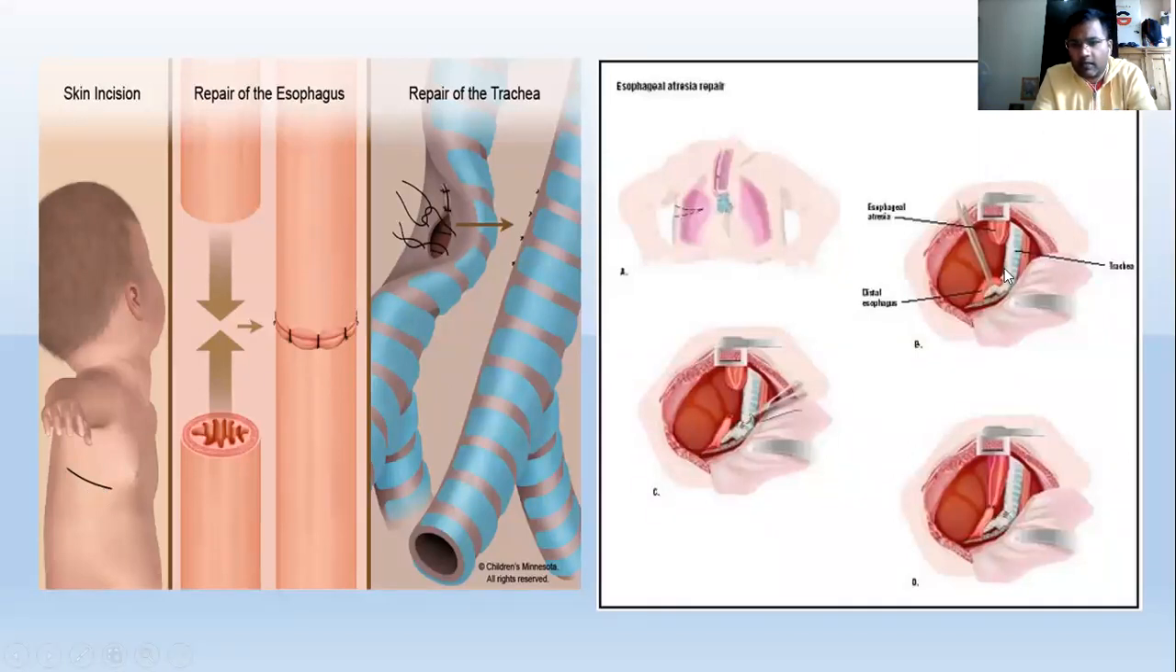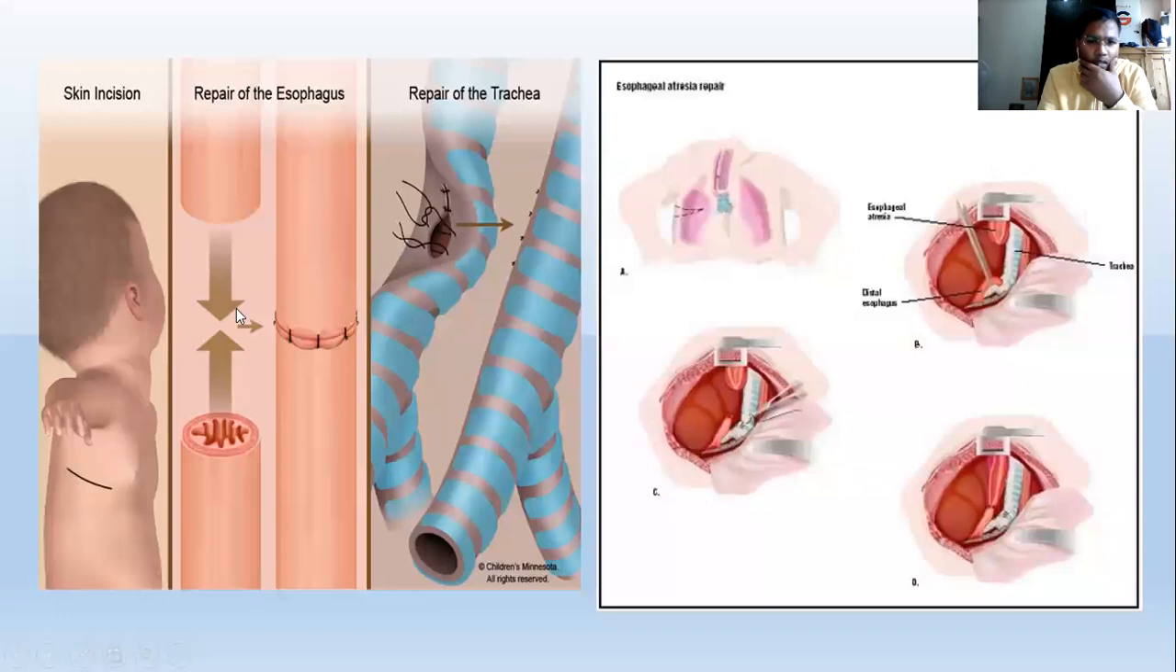Here you can see the trachea, and this is the esophagus. This is the proximal part, this is the distal part, and this is the fistula also. So first you excise this portion and excise the end part, and then close it with an end to end anastomosis like this.